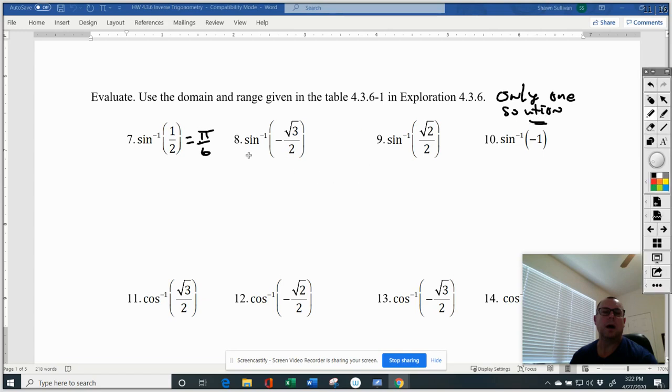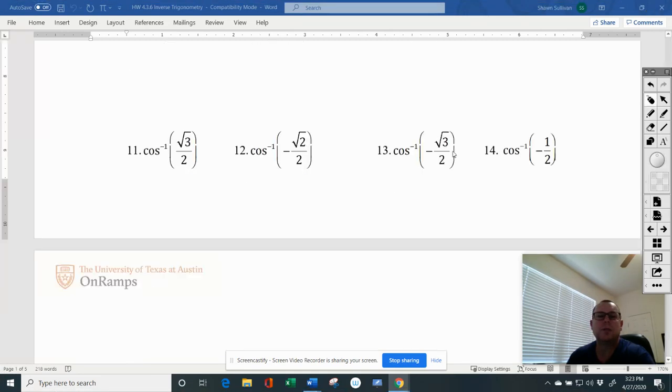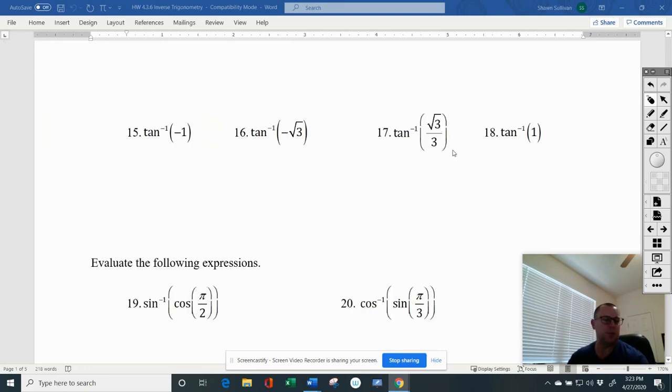We could do the same thing for sine inverse of negative square root of 3 over 2. And remember, it looks like this. And so negative square root of 3 over 2 is about right there. That's negative pi over 3. And so that's enough of that. It's basically the same thing with our cosine functions. We're going to move on to, as we say, the more interesting problems.